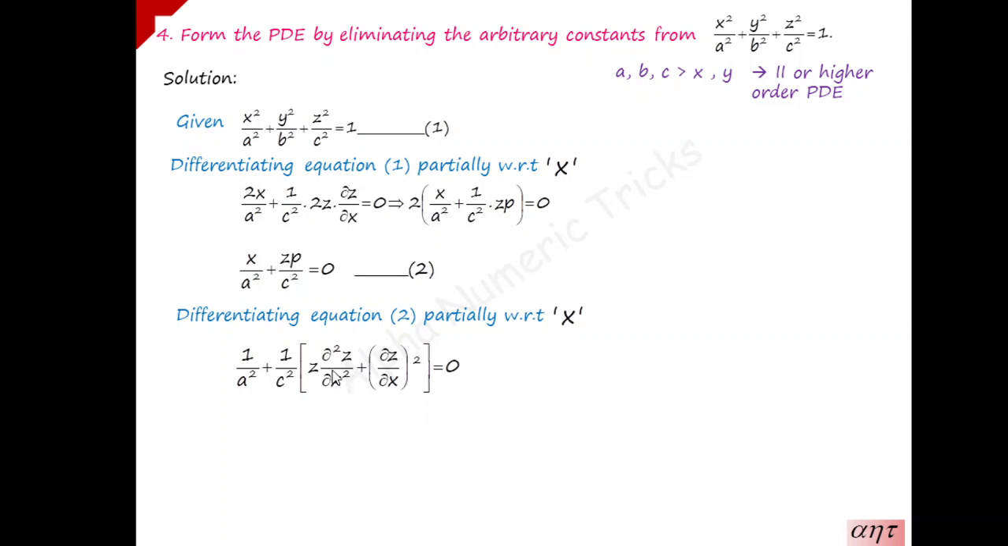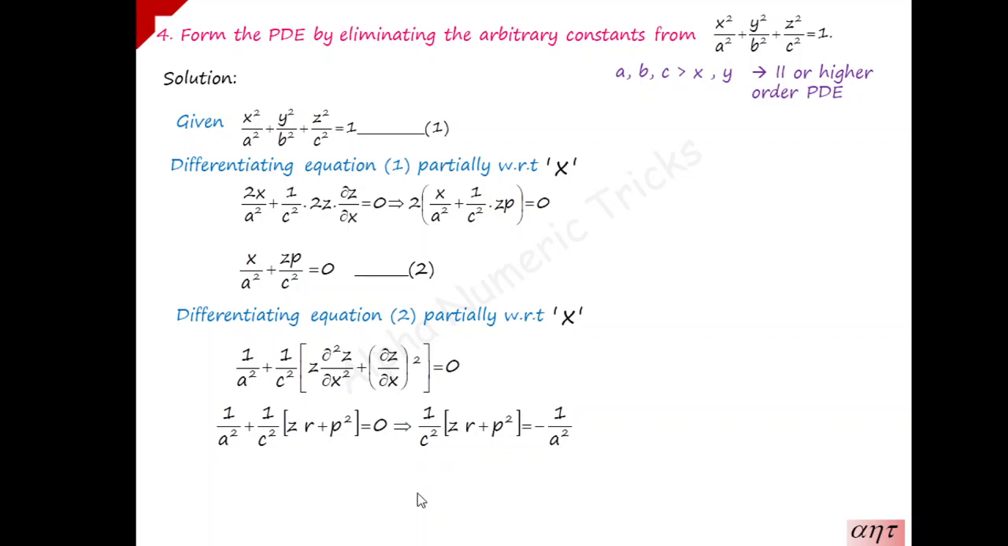From this, you use the notation dou squared z by dou x squared as r. This is the standard notation we use in partial differential equations, and dou z by dou x is taken as p. So you have 1 by a squared plus 1 by c squared into zr plus p squared is equal to 0. From this equation and the second equation, where 1 by a squared and 1 by c squared are present, we try to eliminate the arbitrary constants. For that, you have to simplify this equation. Keep 1 by c squared into zr plus p squared on one side, and 1 by a squared on the other side, where it becomes minus 1 by a squared.